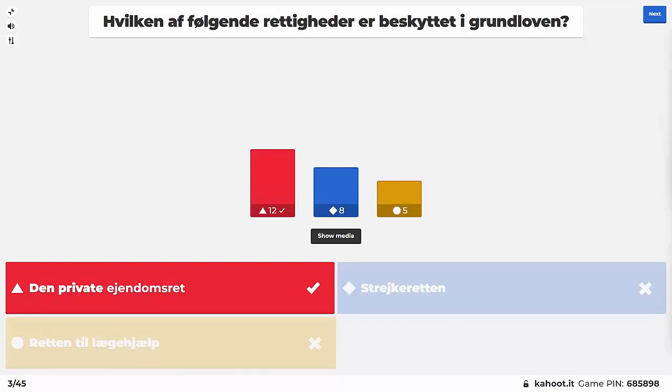Okay, you can see that this now is a problem. More than half of you got this wrong. This is a frequently asked question. You need to know what rights are protected in Grundloven. Okay, so this is going to expose your weak points. So I'd suggest go in the book and have a look at all those rights. Make a note of all of them, because they ask this question in different forms.